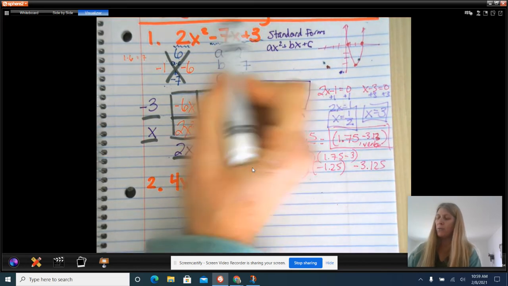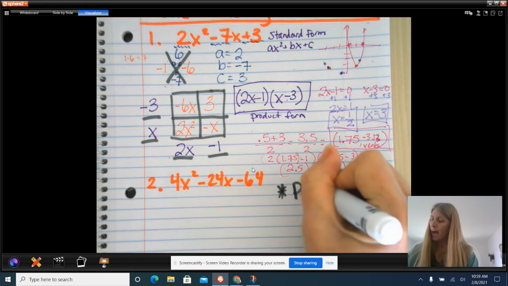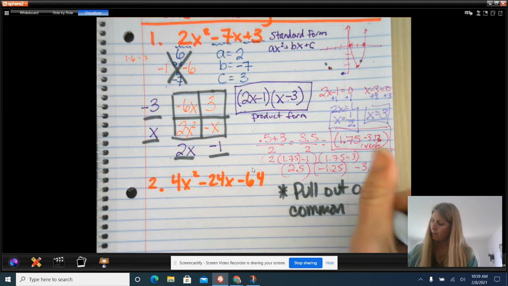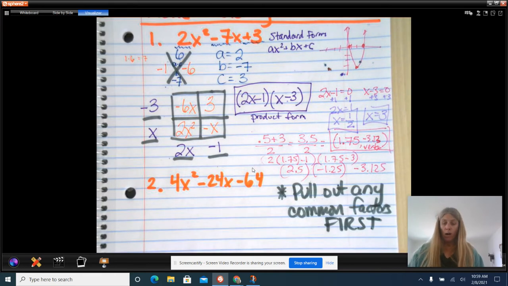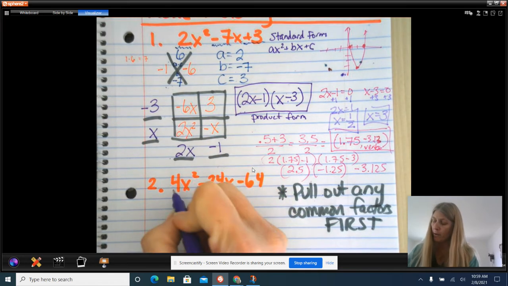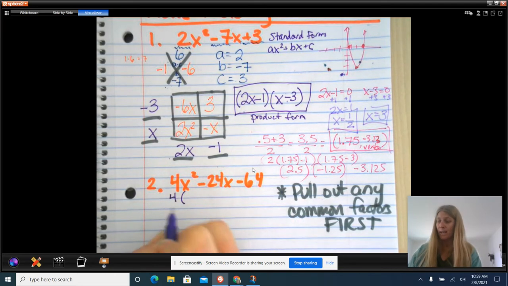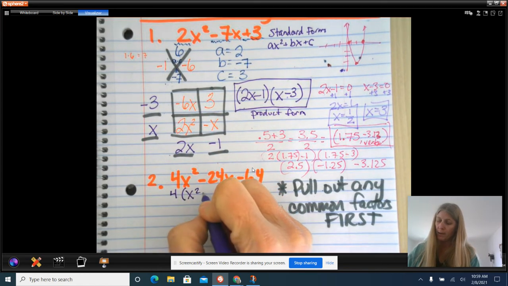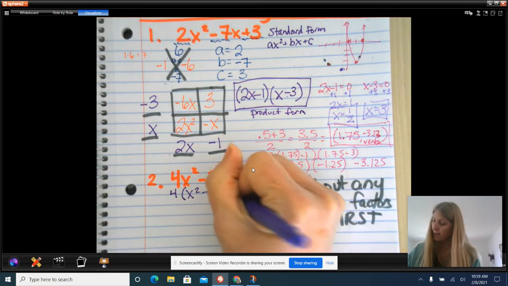But before we go ahead and do all the work of our diamond problem generic rectangle, you want to pull out any common factors first. And that's because we want to make it smaller, and then we'll see how that affects your final equation. But we can go ahead and take 4 out because 4 goes evenly into 24 and 64. So we're going to have that 4 on the outside. We're going to remember to put that in when we have our product form, but 4 is going to be x squared. Negative 24 divided by 4 is negative 6x, and negative 64 divided by 4 is negative 16.